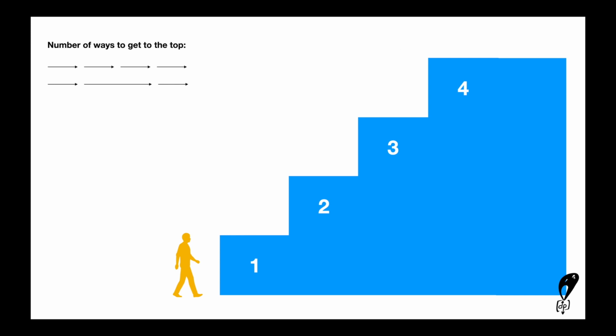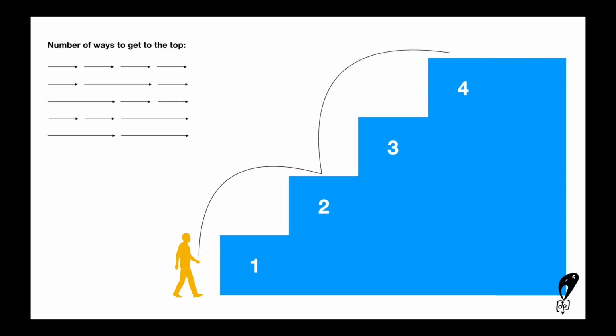The third way to get to the top is by making 2 steps first, then 1 step and 1 step. This is the third. The fourth one is 1 step first, then 1 more step, and 2 steps at a time. And then the last one is we basically make 2 big jumps. So in total, we have 5 different ways to get to the top of the staircase.